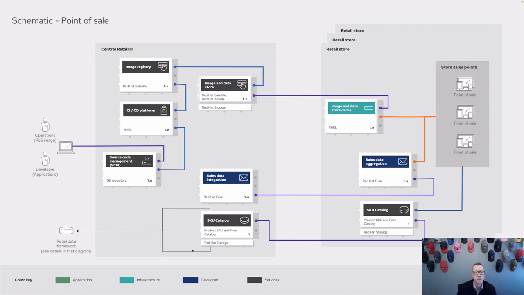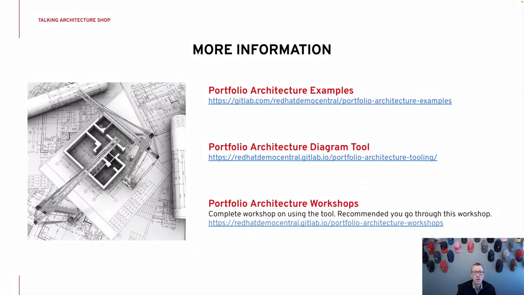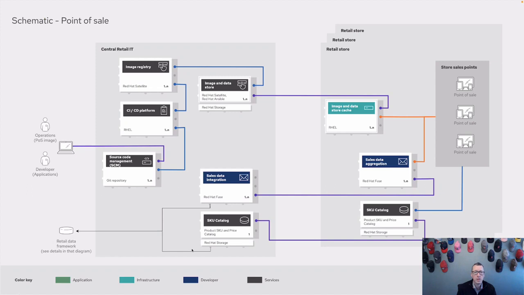And here you see the schematic look at how that works, the schematic look of the point of sale, where we see on the left side the developers and the operations and the retail data framework. And then you have the central retail IT where they're doing the development and setting up the images and the application to be pushed out to the individual retail stores.